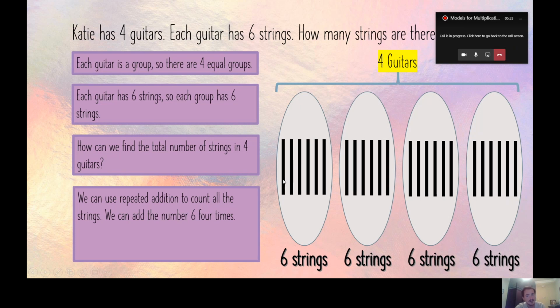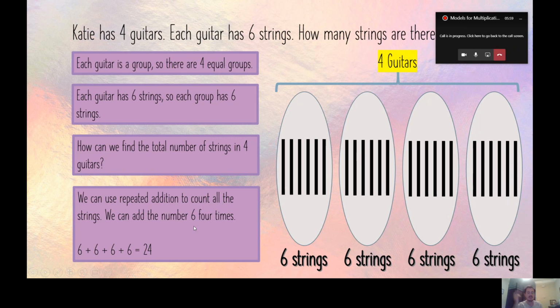And another way to do it is to just count up each string. It's going to take a little bit longer, but you could count up each string: 1, 2, 3, 4, 5, 6, 7, 8, 9, 10, 11, 12, 13, 14, 15, 16, 17, 18, 19, 20, 21, 22, 23, 24.